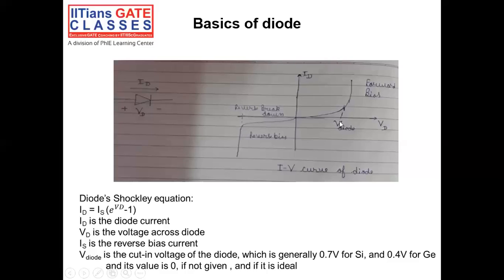So what is the value of V diode or the cut-in voltage of the diode? Its value is 0.7 volt for the silicon based diode and 0.4 volt for the germanium based diode. In the GATE question, until and unless the value of the cut-in voltage is given, its value is assumed to be zero. And if in the question it is given that the diode is ideal, then also the cut-in voltage will be assumed to be zero.